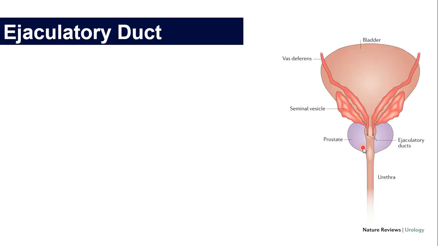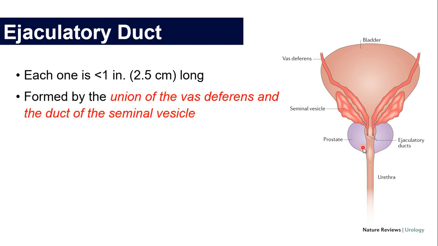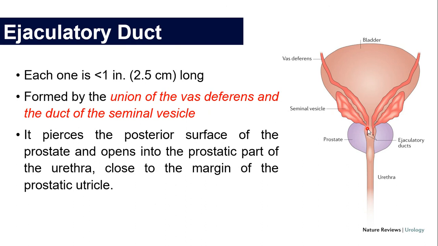Next, we have the ejaculatory duct. Each one is less than 1 inch, or 2.5 centimeters, long. They are formed by the union of the vas deferens, again here, and the seminal vesicle on each side. It pierces the posterior surface of the prostate and opens into the prostatic part of the urethra, close to the margin of the prostatic ventricle. The function of our ejaculatory duct is to drain the seminal fluid into the prostatic urethra.